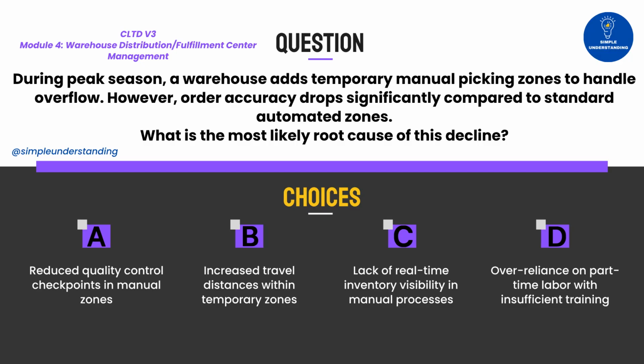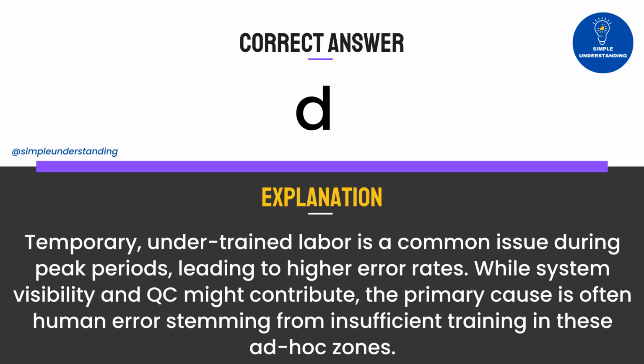Correct answer: D. Explanation: temporary, undertrained labor is a common issue during peak periods, leading to higher error rates. While system visibility and QC might contribute, the primary cause is often human error stemming from insufficient training in these ad hoc zones.